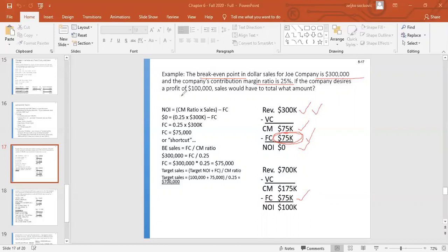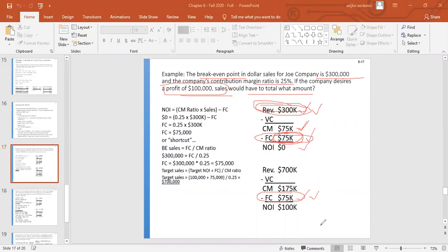If the company desires a profit of 100,000, sales would have to be what amount? Well, you know what it is at break even, and this is why you use the break-even amount and the other information, this 25%, to find fixed cost. Now that you know fixed cost, you will plug it into this scenario that you want to answer, 75.